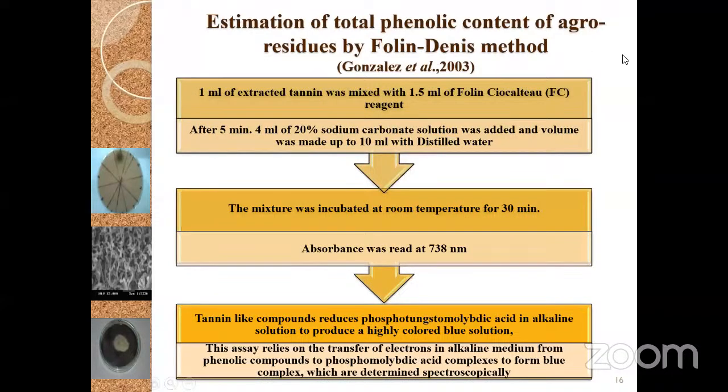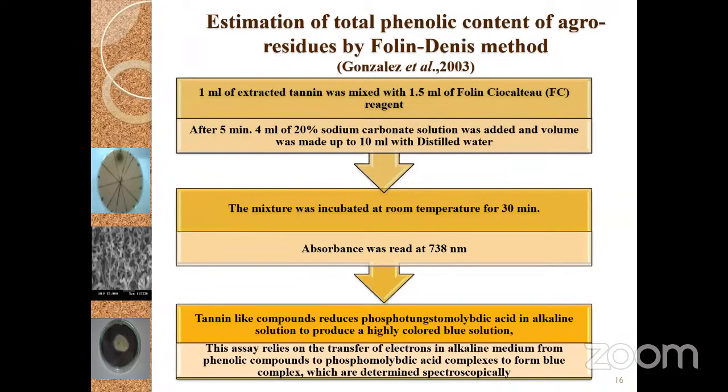The total phenol content estimation is first of all necessary before you measure the hydrolyzable tannin content. So total phenol content was measured by the Folin-Denis method. For this purpose, we used 1 ml of extracted tannin, mixed with 1.5 ml of Folin-Denis reagent. Then after 5 minutes, 4 ml of 20% sodium carbonate solution was added, and the volume was made up to 10 ml with distilled water.